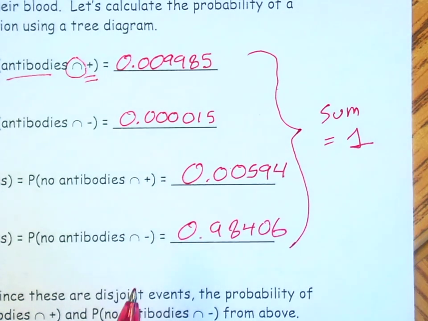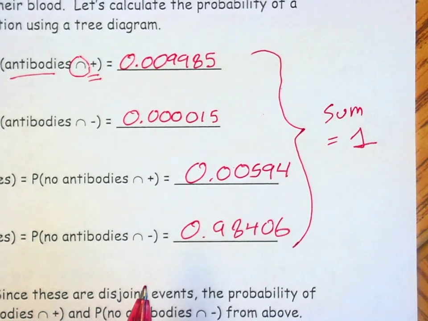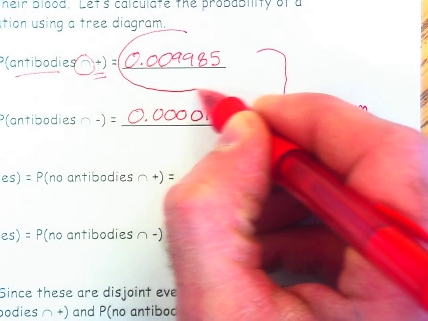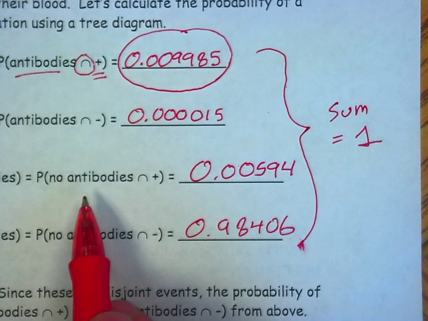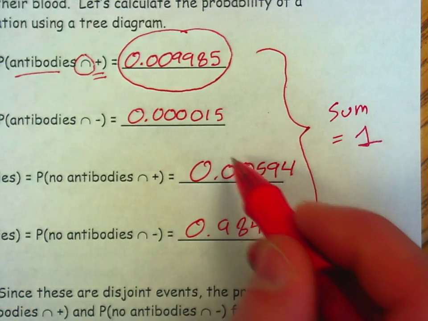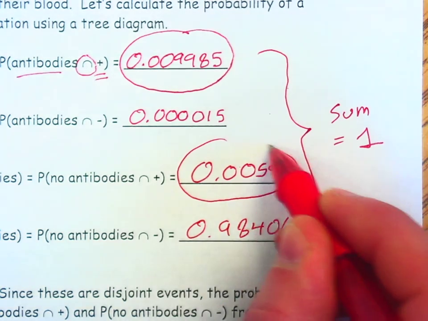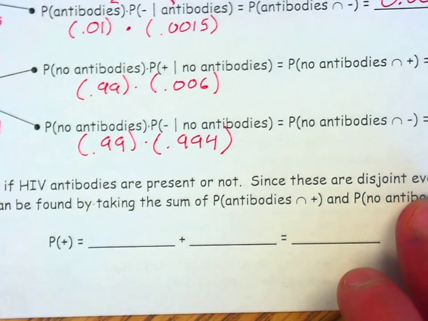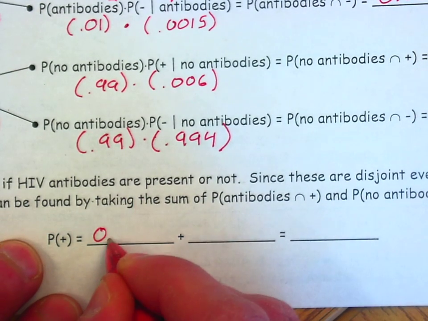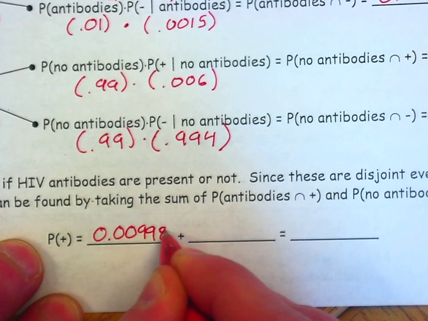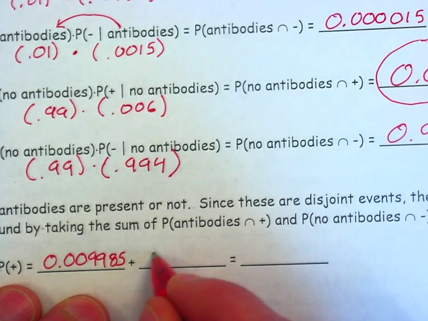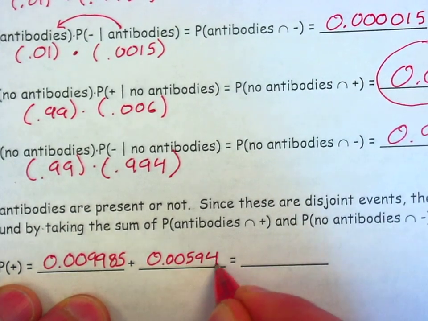So ultimately, our goal was to find the probability of a positive test. So understand two of these probabilities involve a positive test. That would be this one, antibodies present and a positive test, and then down here also, no antibodies present and a positive test. So to actually answer the question, the probability of finding a positive test is 0.009985. That came from up here. Plus the 0.00594. That came from here. And again, I can just add these two together.